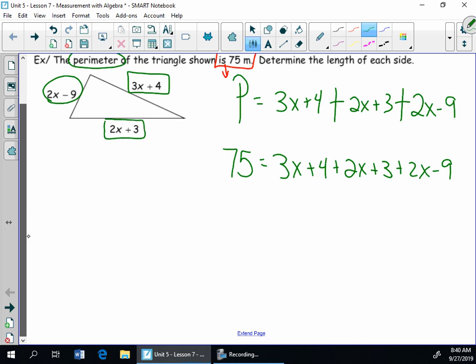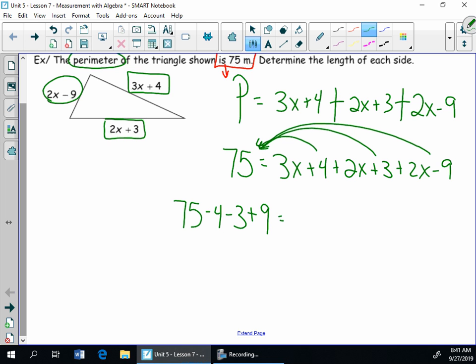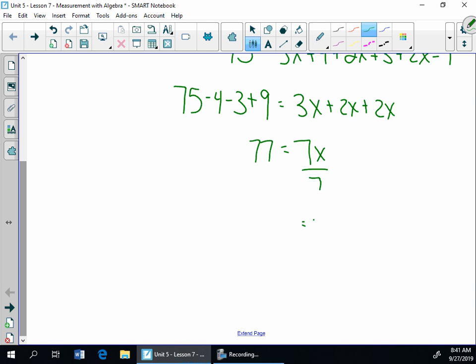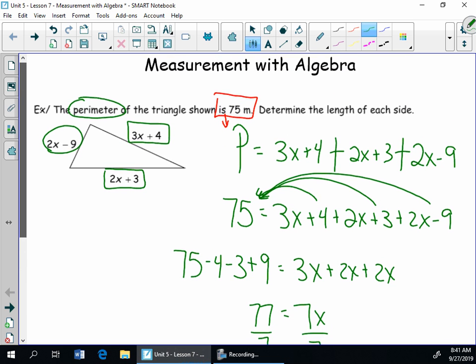Well, let's take all the numbers and move them over with the 75. So I can bring the plus 4 over, become a minus 4. The plus 3 over, minus 3. The minus 9 over becomes a plus 9. And keep all the letters together on the right-hand side. And if we collect our like terms on the left side, I get 77. On the right side, I get 7 x's. But I don't really want to know 7 x's, I want to know 1 x. So divide by 7. Whatever I do to one side, I do to the other, and x is 11. In other words, to make the perimeter come out to 75, x must be 11.